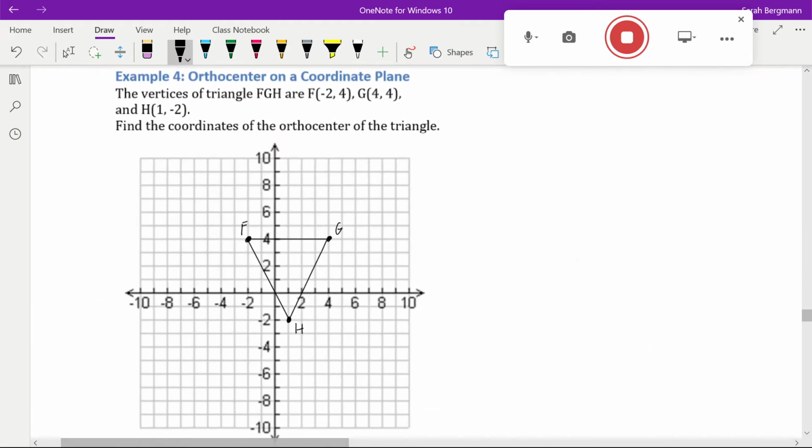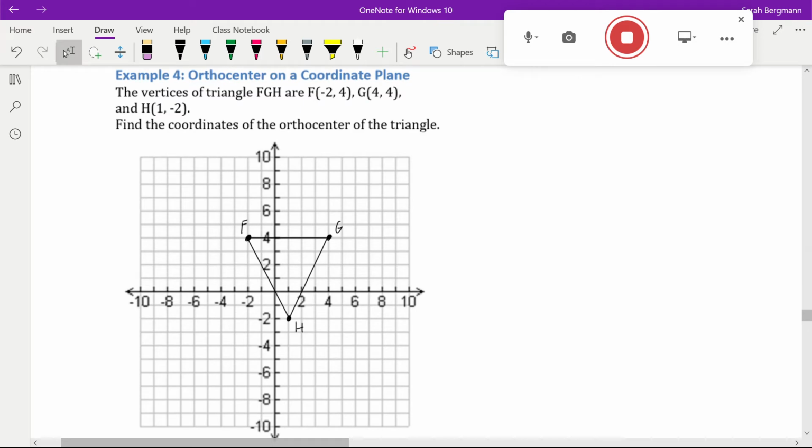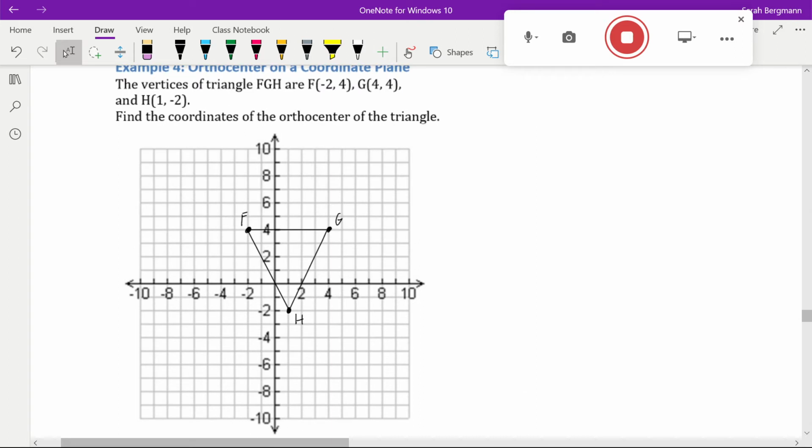Let's do an example of finding the orthocenter on a coordinate plane. First, it tells us the vertices. I already graphed them. Make sure you label them when you graph them. Now, a hint to you is to look for a side of the triangle that is either vertical or horizontal. This will be the easiest to find something that's perpendicular.